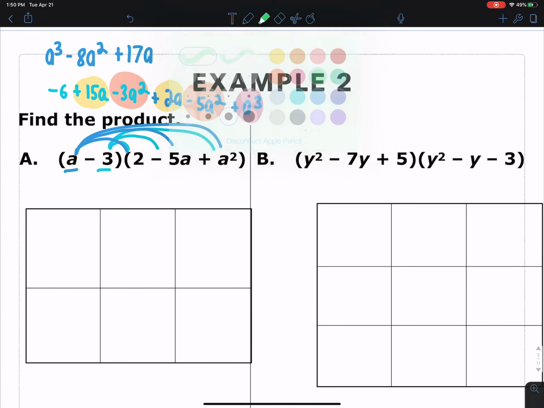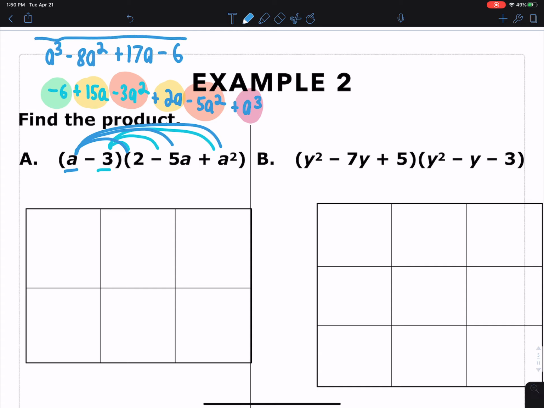And then last but not least, we have this negative 6 over here. So we have a to the third minus a squared, minus 8a squared, plus 17a minus 6. And that's going to be your final answer. So that's option 1 for multiplying, where you just distribute everything through.